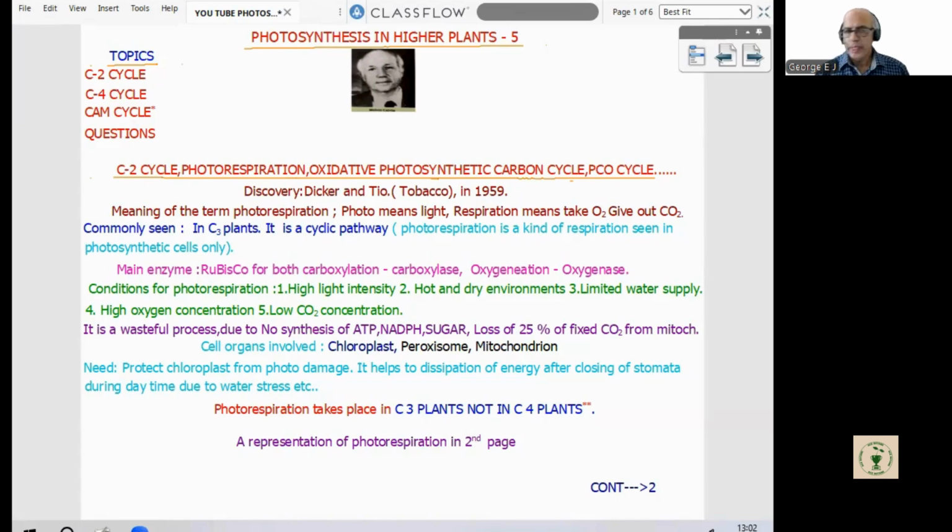So photosynthesis in higher plants, fifth one. What all topics will we be discussing in this episode? Basically, 2 cycles plus an additional cycle. After that, questions: 5 theory, 5 NEET model with the key.